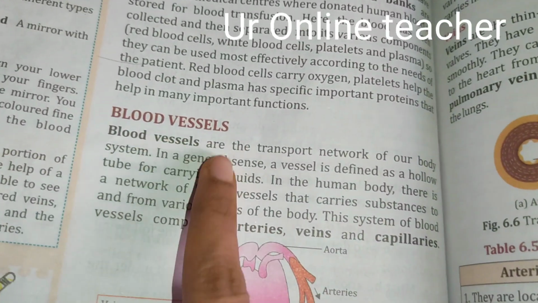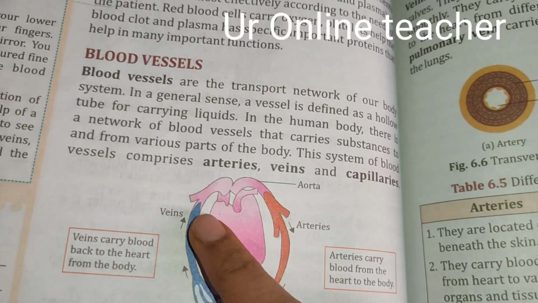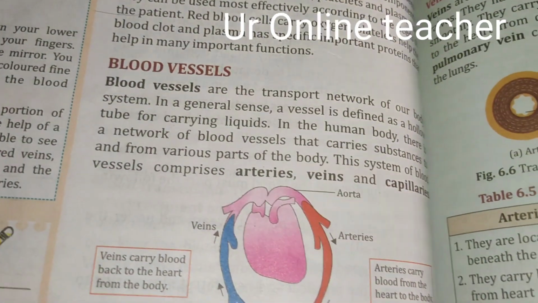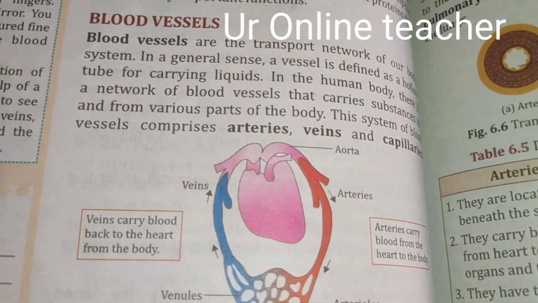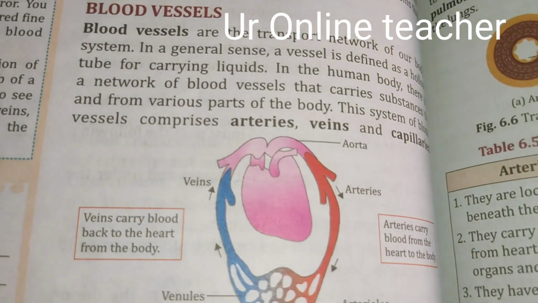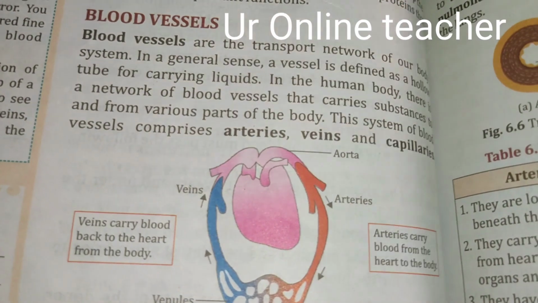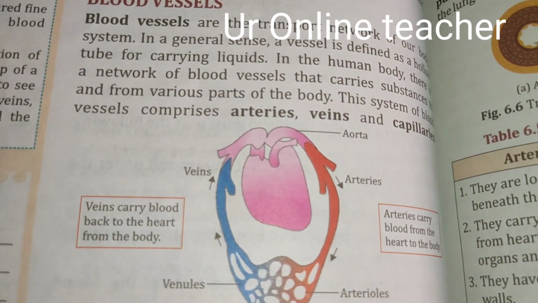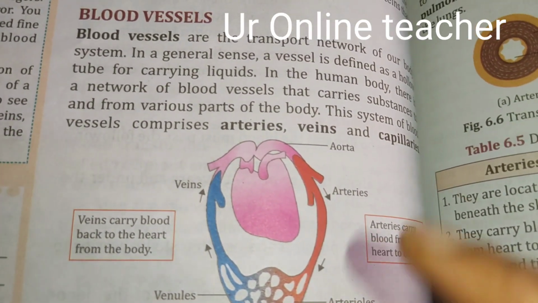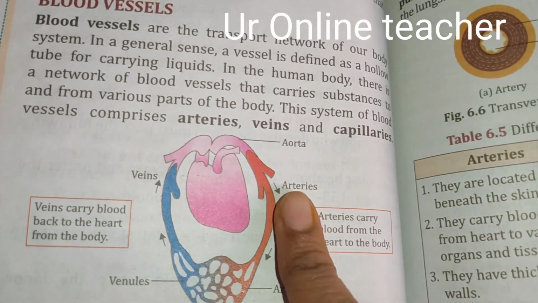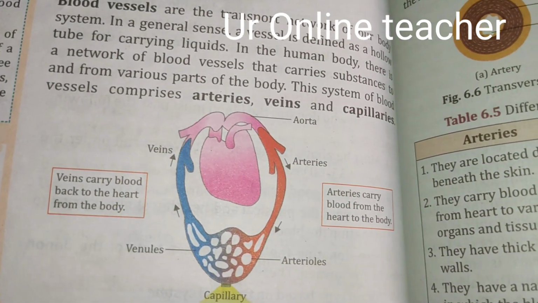Next, what are blood vessels? These are the transport network of our body system. In a general sense, a vessel is defined as a hollow tube. A vessel is nothing but a tube for carrying liquids. In the human body, there is a network of blood vessels that carry substances to the various parts. So the system of blood vessels comprises arteries, veins and capillaries.